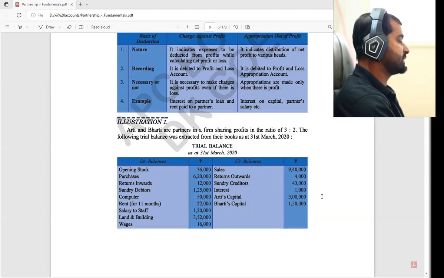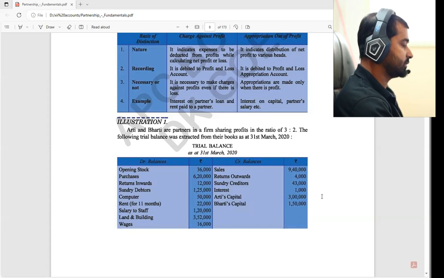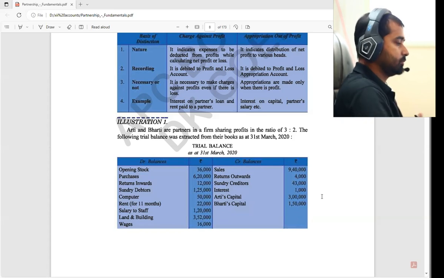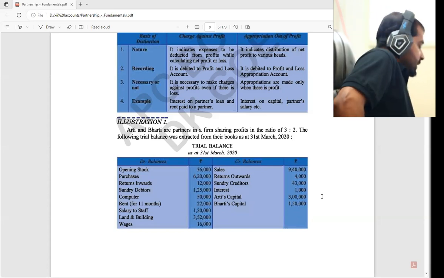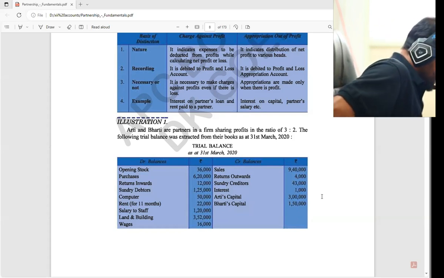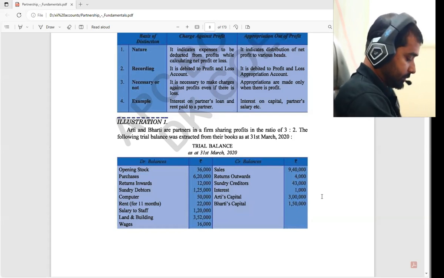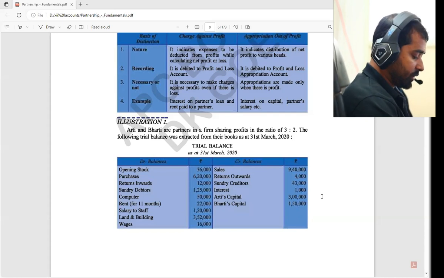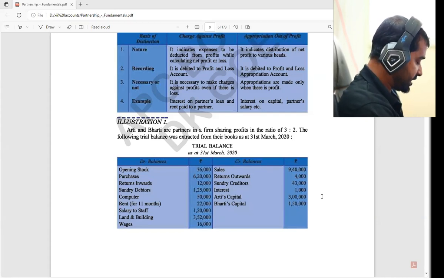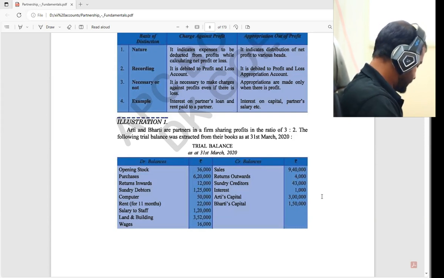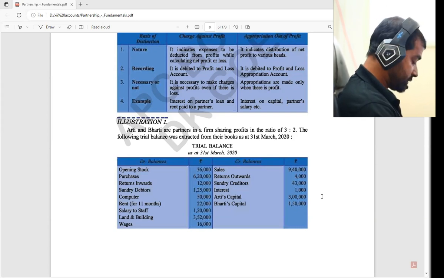So last day we have seen the profit and loss appropriation account format, correct? Yes, sir. Last class we already went over that. We have seen the profit and loss appropriation account format, correct? Yes, sir. Okay. Now today we are going to start the profit and loss appropriation account questions.